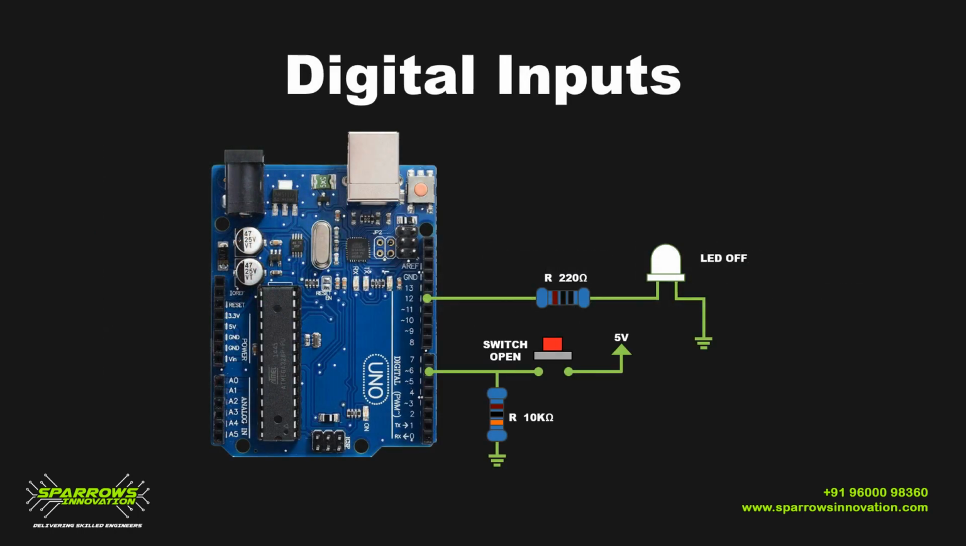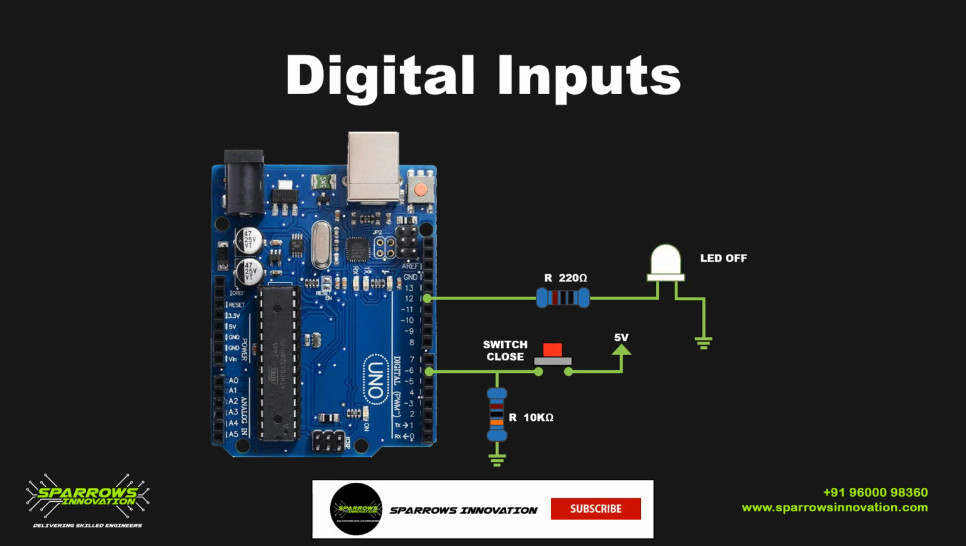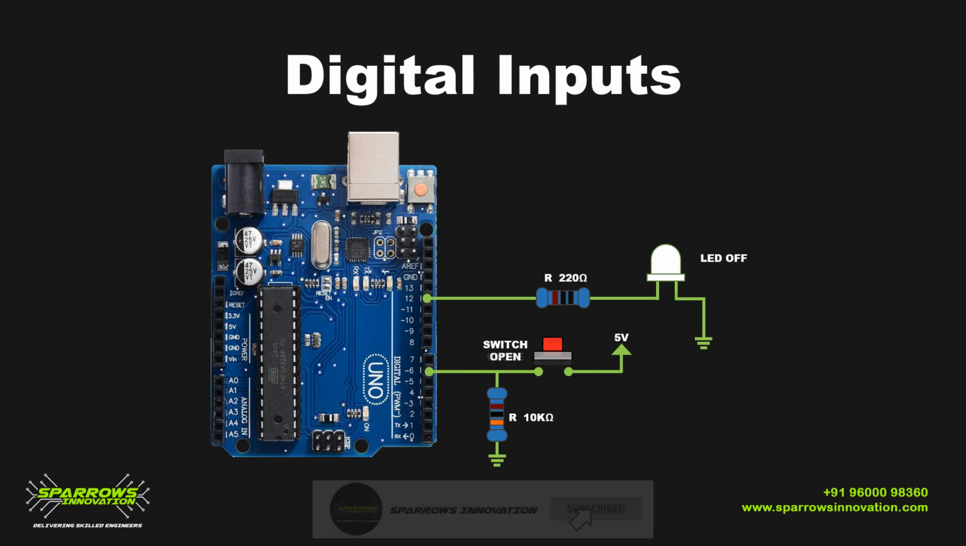In the previous video we learned how to connect a switch to an Arduino. In that example, when the button is pressed, that means when the switch is closed, the LED will turn on, and when you release the switch, the LED turns off. In this video we are going to see a different example. When you press the switch, the LED will turn on, and when you release the switch, the LED will stay on. It won't turn off. The LED will turn off only when you press the switch again. So this is the same connection but a different type of configuration.